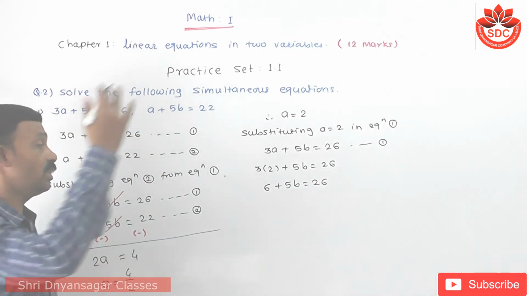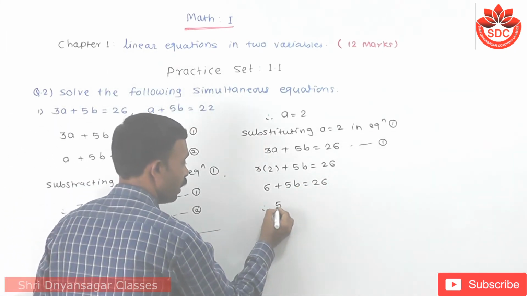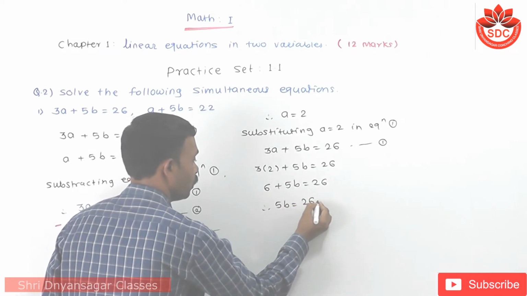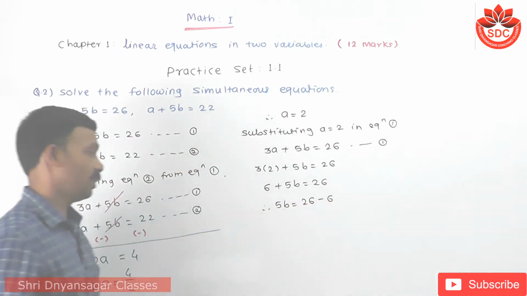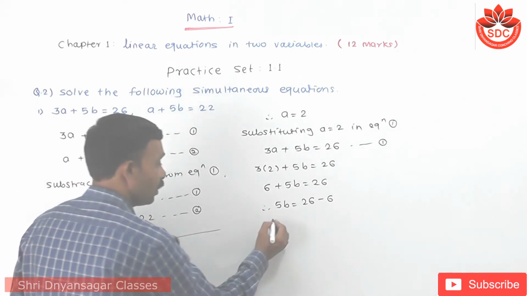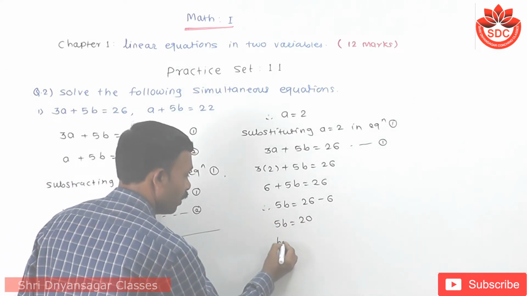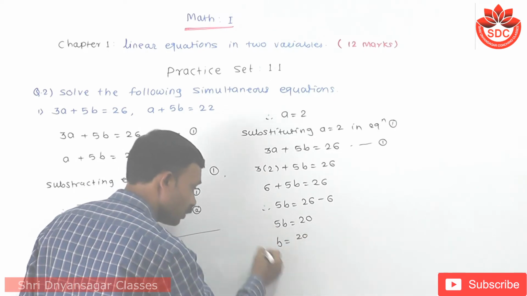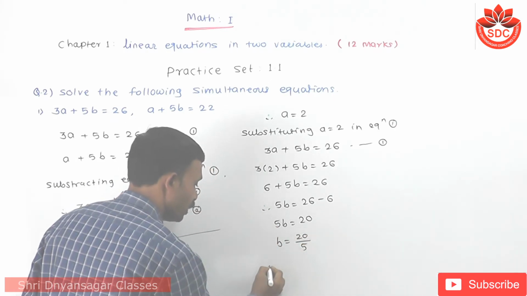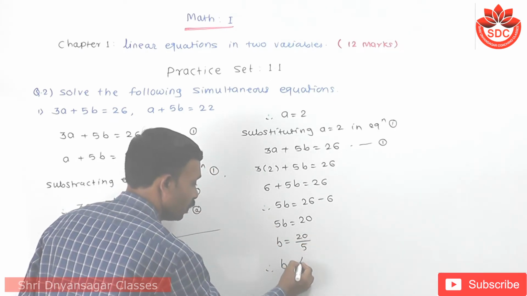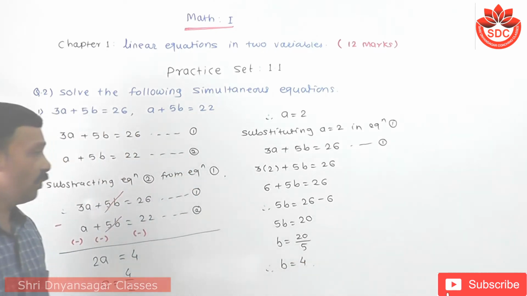Now transfer this 6 to the other side. We get that 5b is equals to 26 minus 6. What is the subtraction? Now 5b is equals to 20. Then again b is equals to 20 upon 5. This 5 goes to the denominator. Then simplify, b is equals to 5 4s are 20, so b is 4.